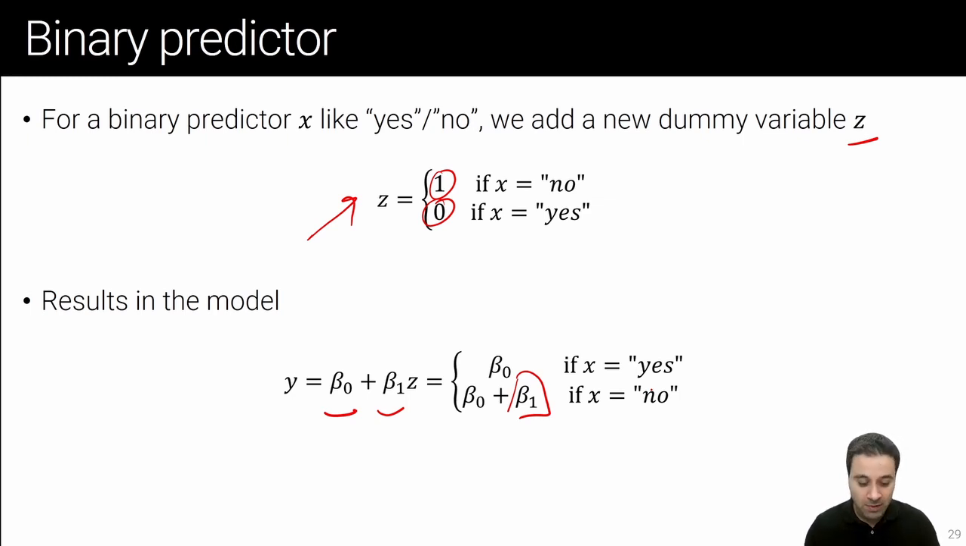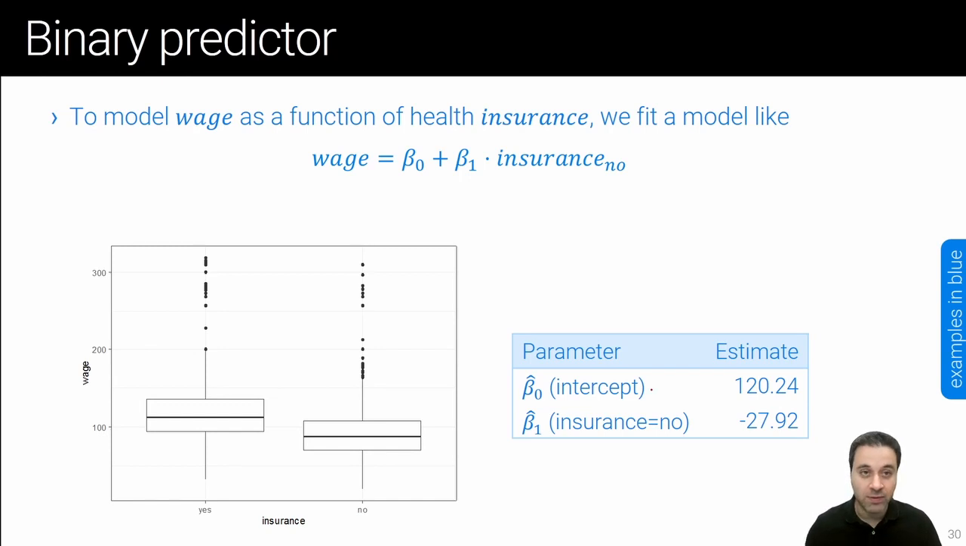What does it look like? Well, let's say we're going to model the wage of employees as a function of insurance, whether they have health insurance or not. So this variable is, again, categorical, binary. An employee may or may not have insurance. Those are the two possible levels. So the model would be the wage equals beta 0, the intercept that is always there, plus a second coefficient beta 1 times the dummy variable insurance no. This variable will be 1 if the employee doesn't have insurance, 0 otherwise.